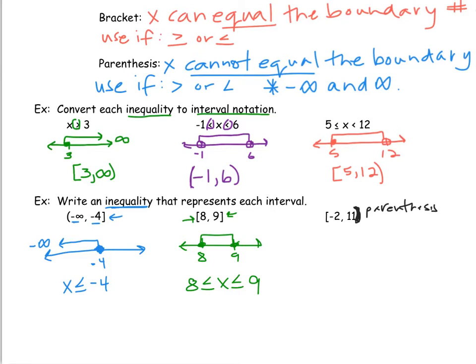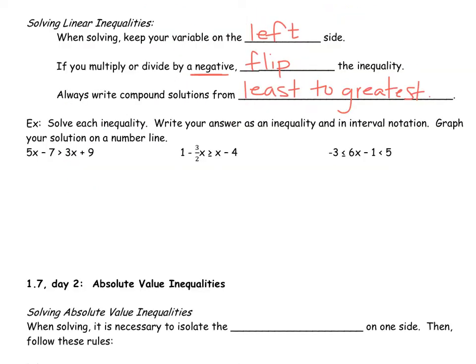For this example then, we know that negative 2 is the boundary on the left and it's a bracket, which means it can equal negative 2, but 11 on the right now has that parenthesis. That means it's an open dot, and the arrow goes in between. If negative 2 can equal with that bracket, that means it's less than or equal to x, but then 11 is that parenthesis boundary, we'd make it just less than 11. That is your inequality notation that matches the interval.